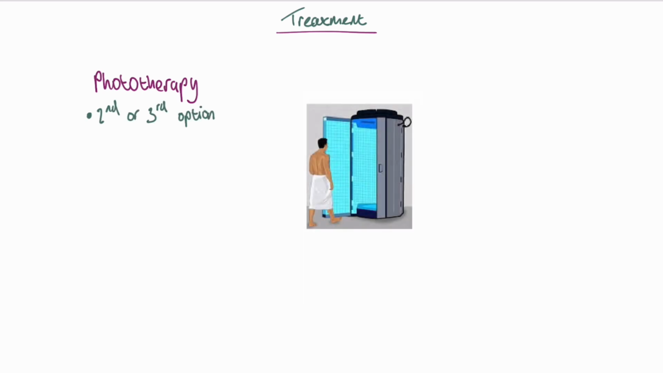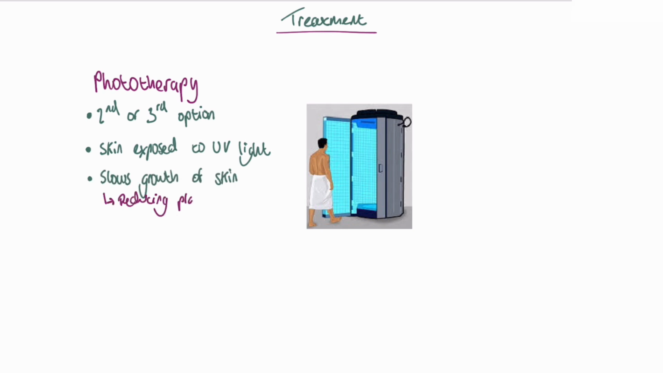Phototherapy is used as second line or third line therapy in those that don't respond to first line topical treatments. It involves exposing the skin to ultraviolet light under controlled conditions. This helps slow down the excessive growth of skin cells. It also has anti-inflammatory effects and therefore helps reduce redness, swelling, and itching.